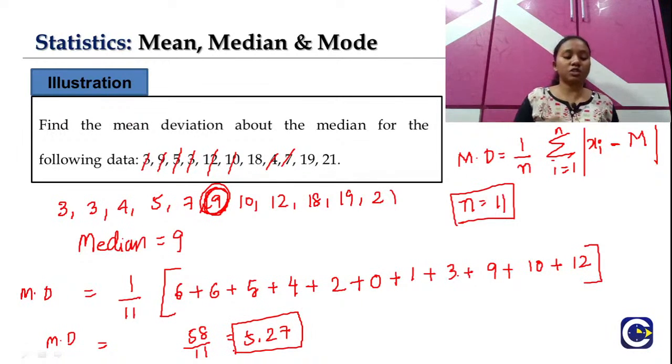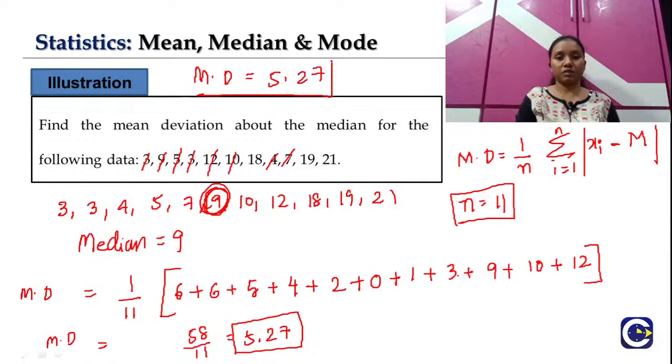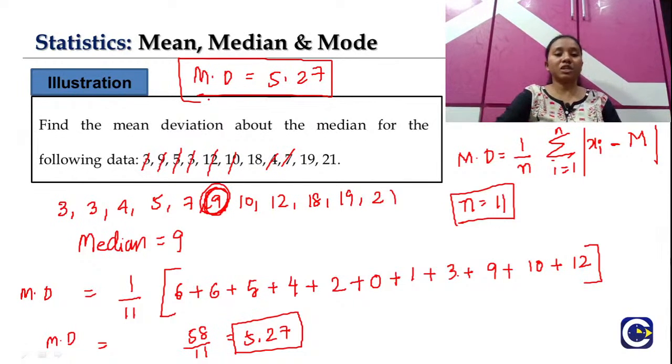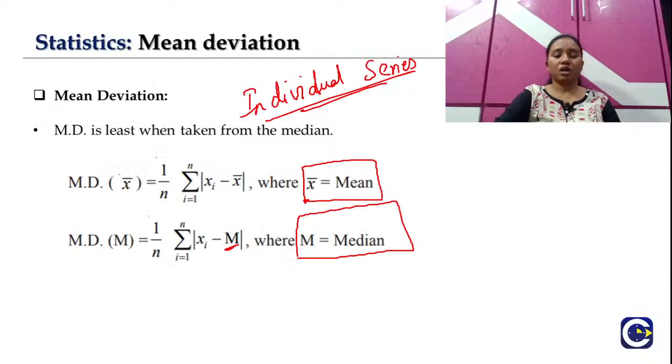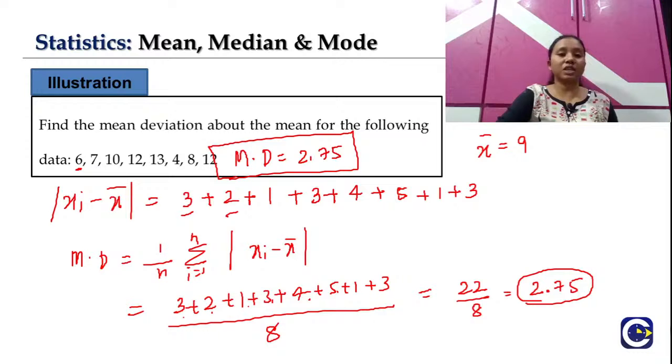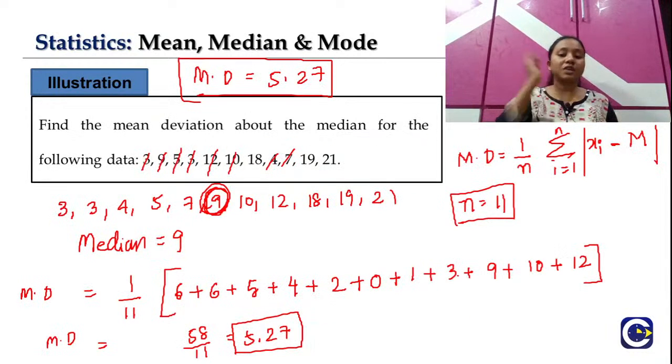In the previous question, with the previous data, we found the mean deviation about the mean. Now we have found the mean deviation about the median. So the answer of the mean deviation here is 5.27. This is how we find the mean deviation about the mean as well as about the median in an individual data series. We'll have a different formula for a discrete as well as a continuous series. If you check, the mean deviation will be least when we take it about the median.